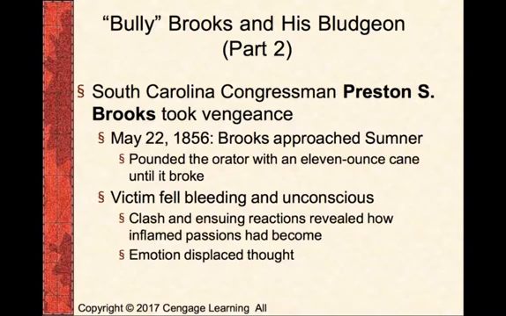Sumner fell bleeding and unconscious on the floor of the Senate. He actually was grievously injured. He had injuries to his head and to his nervous system, and he wouldn't be well again for about 3 years after this.